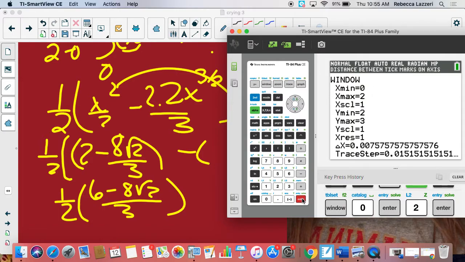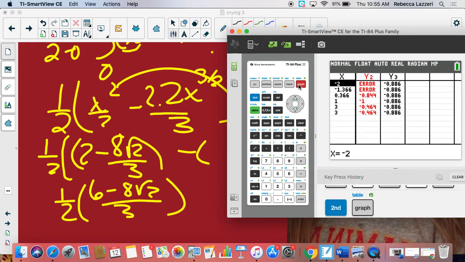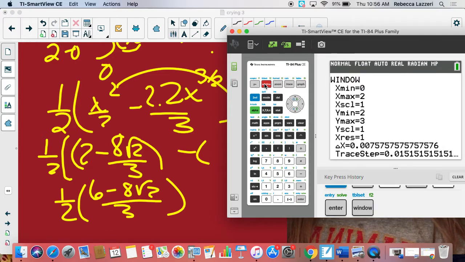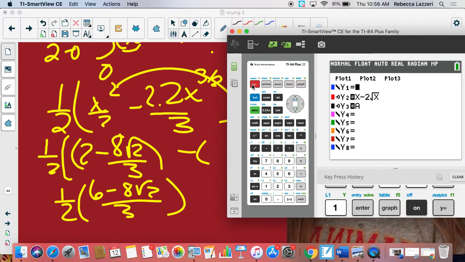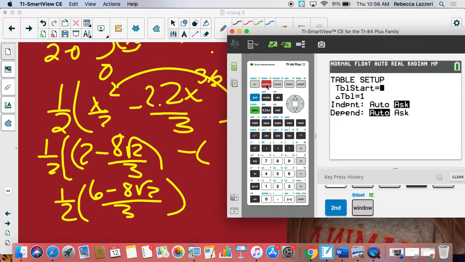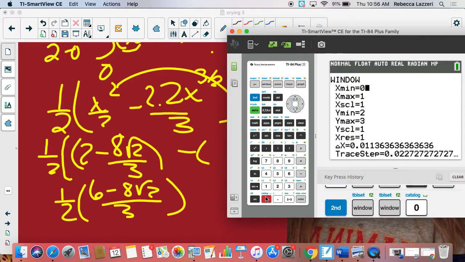And I can go to table. And I think at 0 it was 0, and at 2 it was negative. So I'm going to go negative 2. I don't see anything. Oh, X min and max. If you want negatives, let's say right.